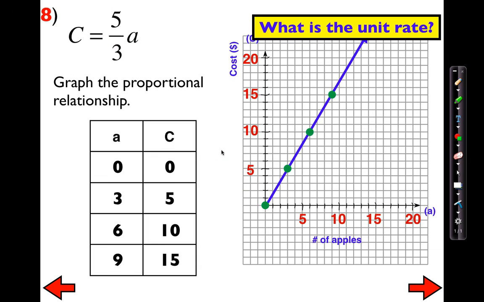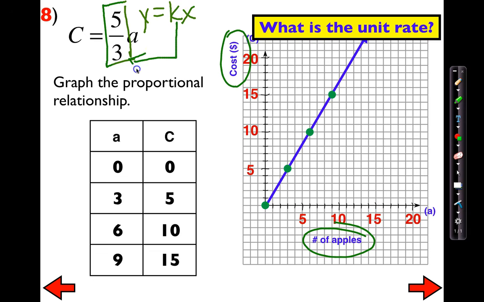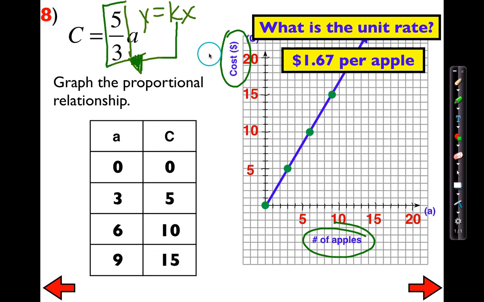Now, what is the unit rate? Well, here we're talking about cost and we're talking about the number of apples. So here I would say 5/3 dollars per apple. And how did I get to this number so quickly? Because remember, this is y equals kx. K is a constant of proportionality. Now, the second you add units to it, then it becomes a unit rate. But since this is money, I wouldn't say 5/3. I would convert it into a decimal to represent it as money, and I would say that it was $1.67 per apple.